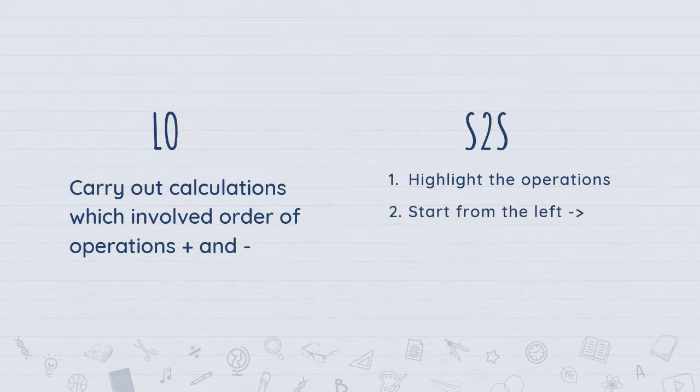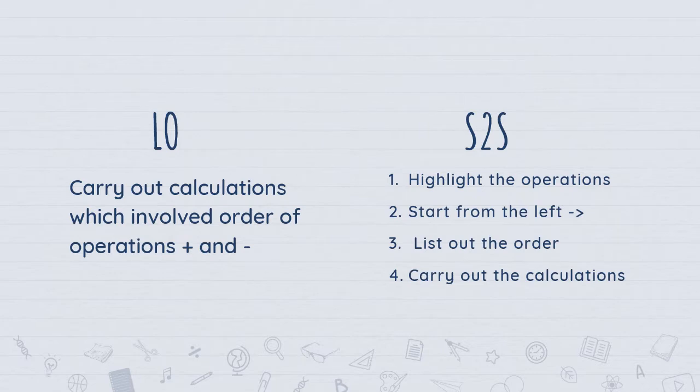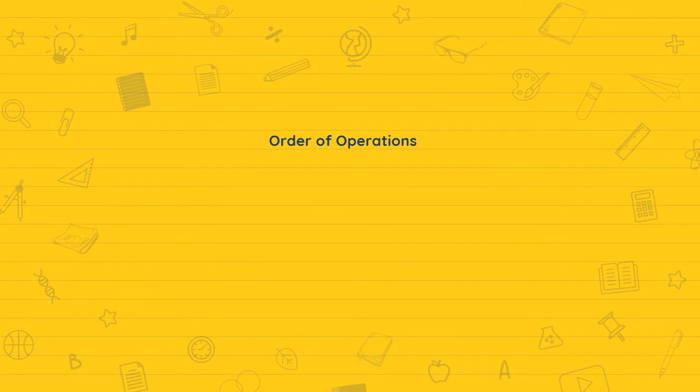Step 2, start from the left. We always start from the left. I will highlight the importance of this one later on. Step 3, list out the order. Step 4, carry out the calculations. So there is a shortcut on how to know the order of the operations.